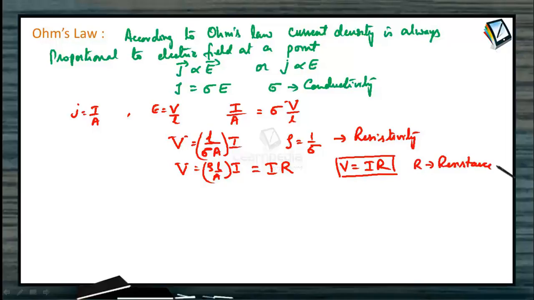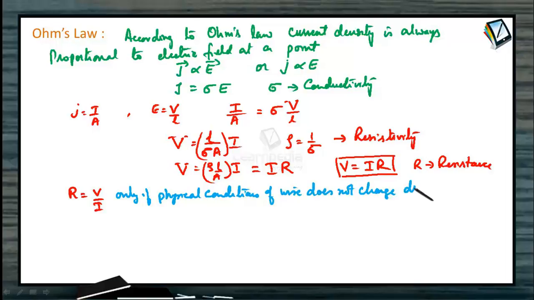When R is constant, V is directly proportional to I. R is equal to V by I, only if the physical conditions of the conductor or wire do not change during the flow of current. R is equal to V by I, and this is resistance, with units ohms. Rho is 1 by sigma, where sigma is conductivity and rho is resistivity. The reciprocal of resistivity is called conductivity.